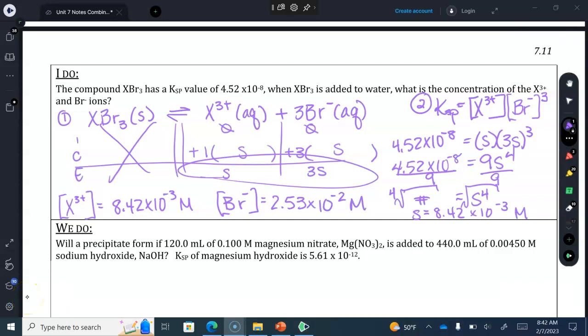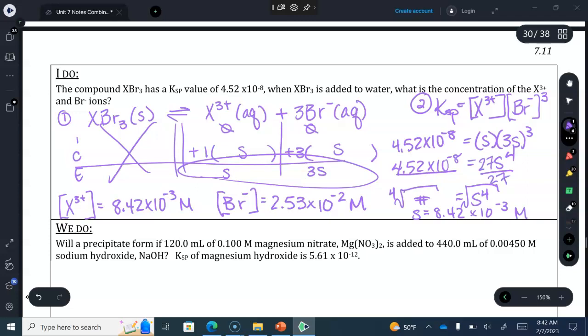This actually shows you why you should use a calculator. This should be 27. So you're going to divide by 27. And then you get a number. I think it's somewhere around 5 times 10 to the negative 9. Somewhere around there. And then you take the 4th root of both sides.